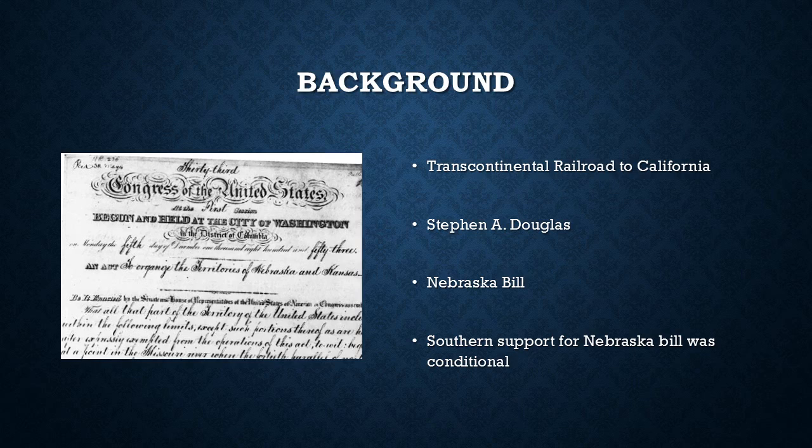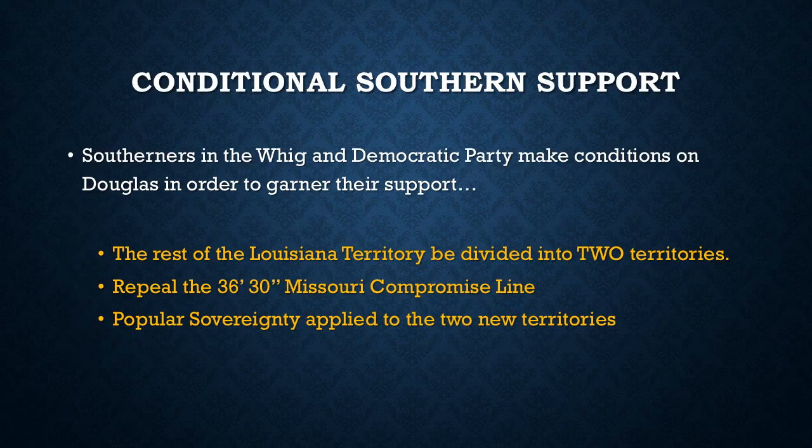Southerners told Douglas that they would support his bill, but that they had some conditions, and that if Douglas was willing to meet these conditions, they would support his bill. So let's talk about these Southern conditions. Southerners in the Whig and in the Democratic Party made conditions on Douglas in order for them to support his Nebraska Bill. And here were their conditions.